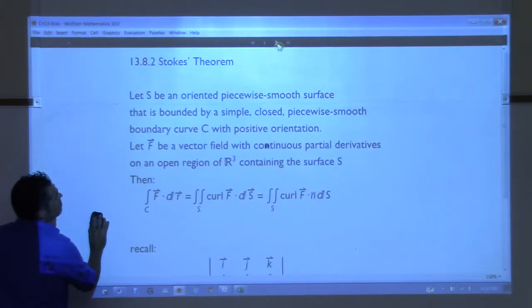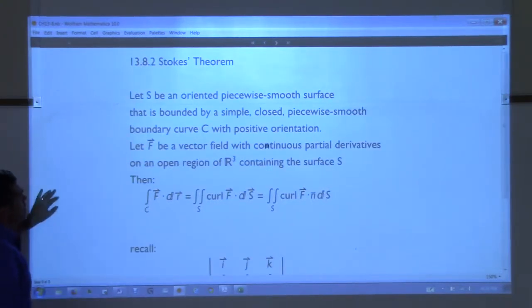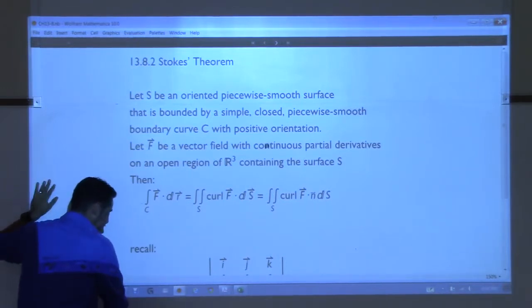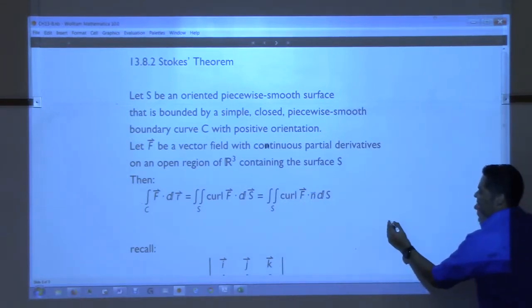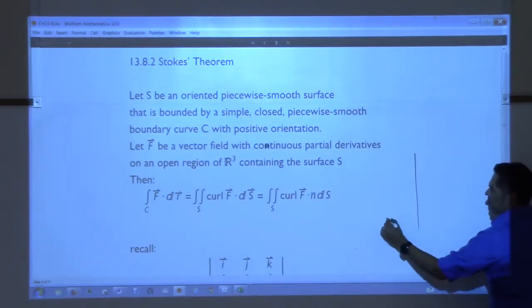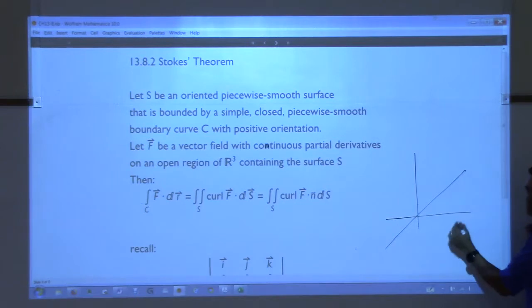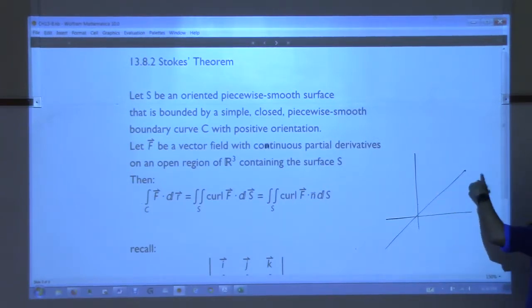So now we have Stokes' theorem. Let S be an oriented piecewise smooth surface that is bounded by a simple closed piecewise smooth boundary curve C with positive orientation. Okay. What are we saying here? This curve is connected into a function. Line integrals, right? In three-dimensional space. If we're asked to do a line integral, our curve C lives in three-dimensional space, right?